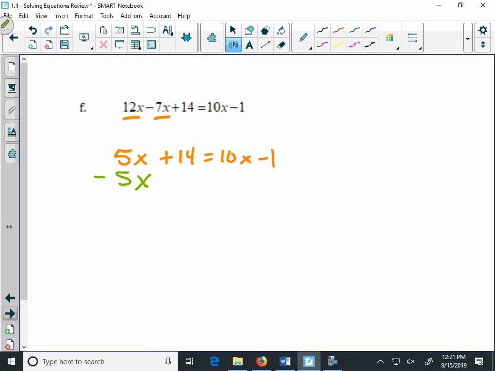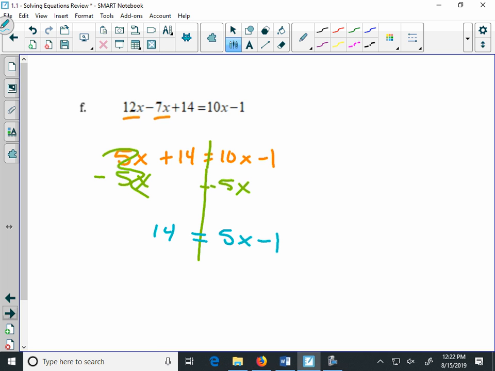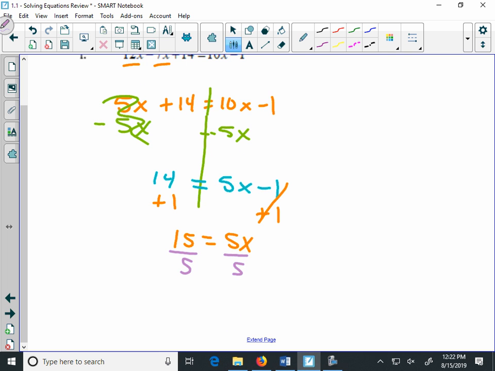We get 14 equals 5x minus 1. And then you're back to your two-step equation. Move that 1 over. So we get 15 is equal to 5x. And then what do we have to do with the 5? Divide. What's 15 divided by 5? 3. Done.